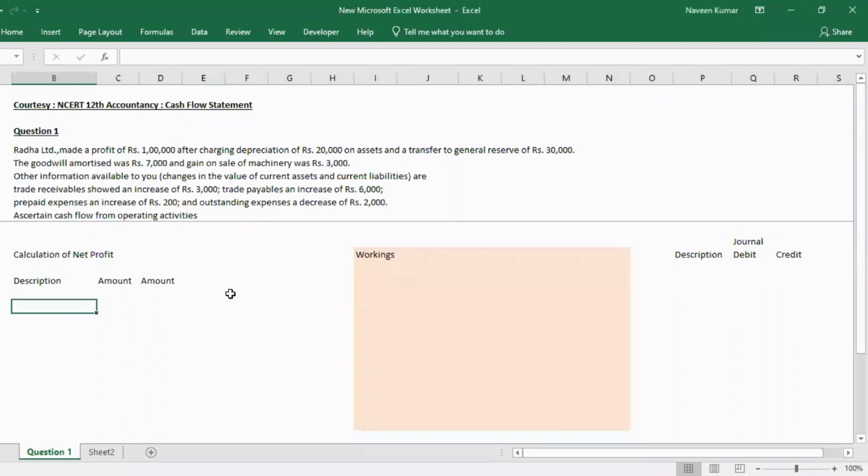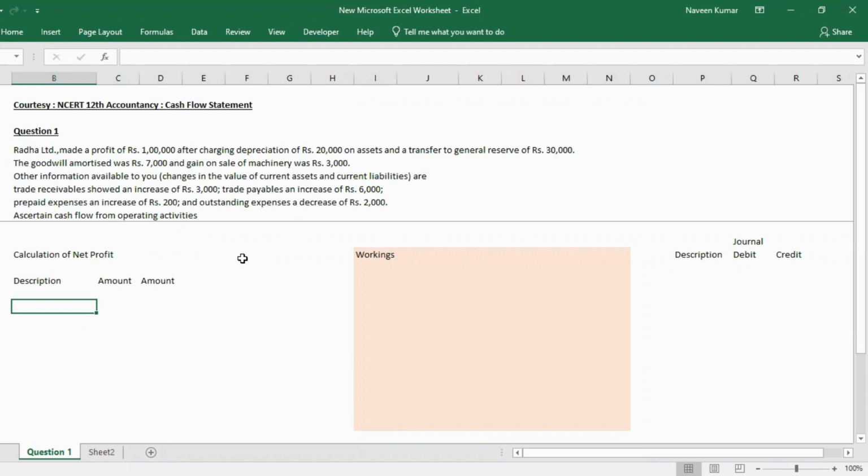We'll discuss one of the sums from cash flow statements. This cash flow statement helps us analyze how the cash from operation is, whether the position of the cash is better or not, and it helps us ascertain the projection of cash for the future also. So this is one of the sums from NCERT 12th Accountancy cash flow statement. I will try to explain in as much detail as possible with the basic understanding, the practical applicabilities and all the connectivities also.